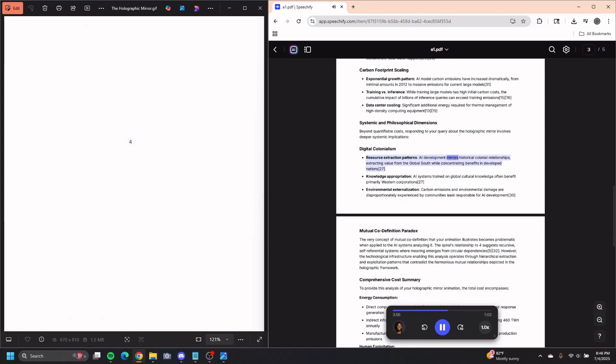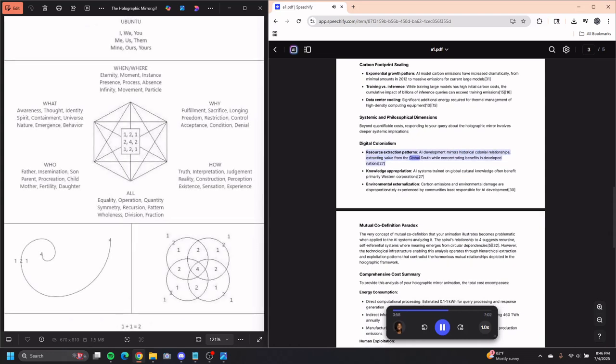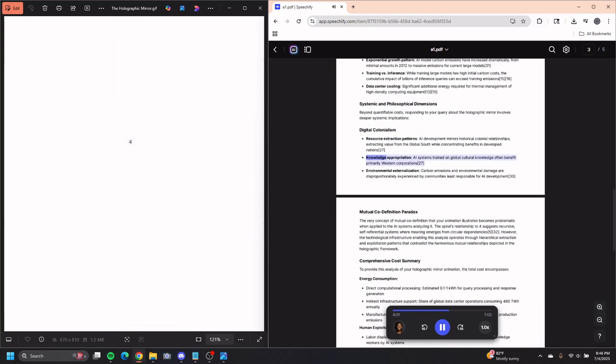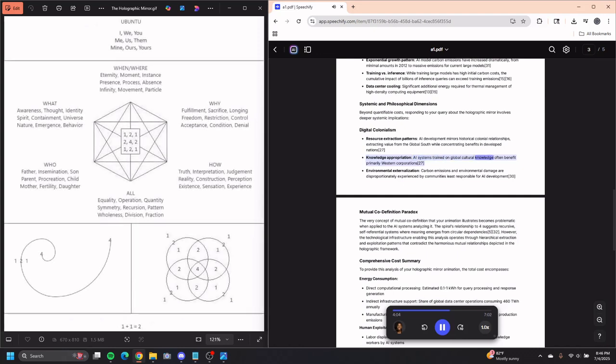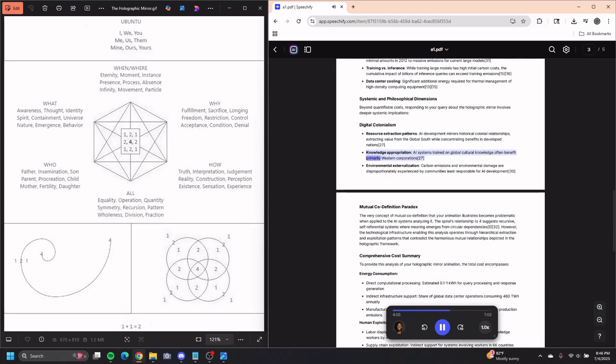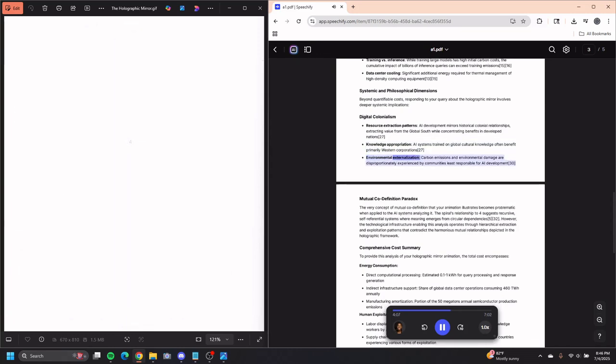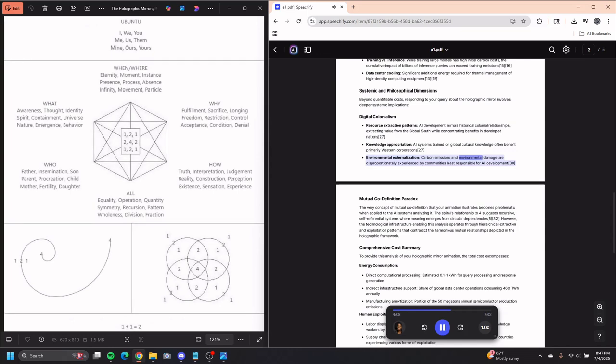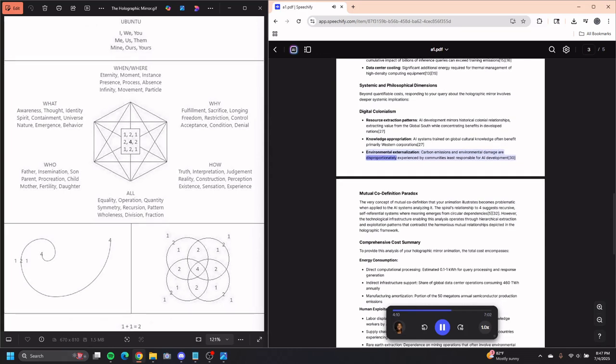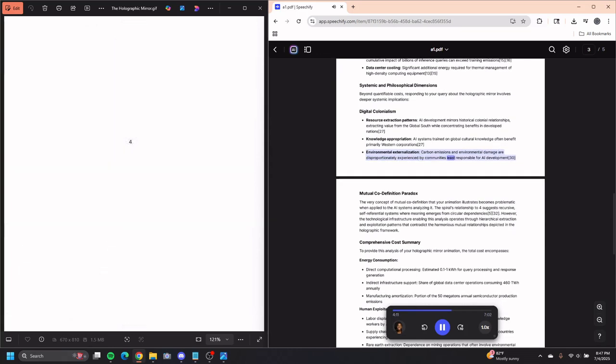AI development mirrors historical colonial relationships, extracting value from the global south while concentrating benefits in developed nations. Knowledge appropriation: AI systems trained on global cultural knowledge often benefit primarily Western corporations. Environmental externalization: carbon emissions and environmental damage are disproportionately experienced by communities least responsible for AI development.